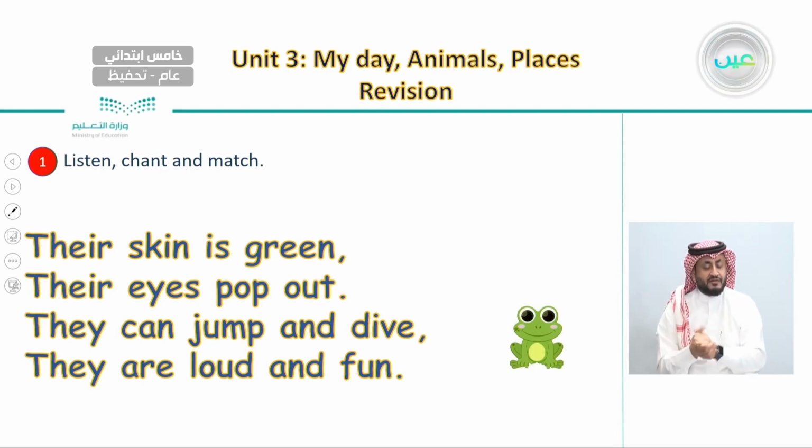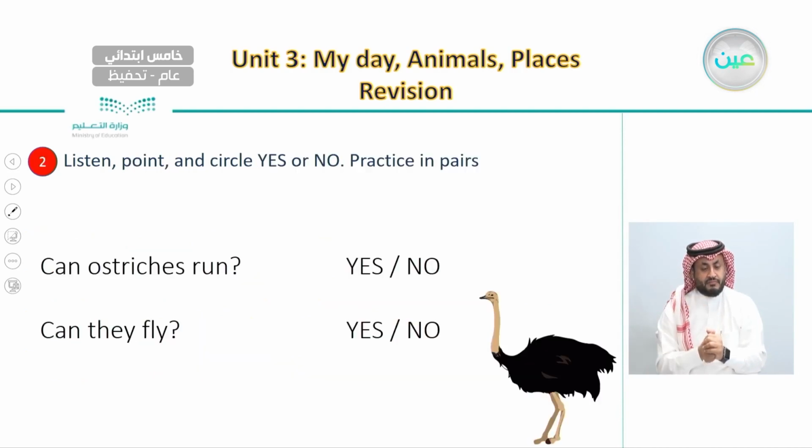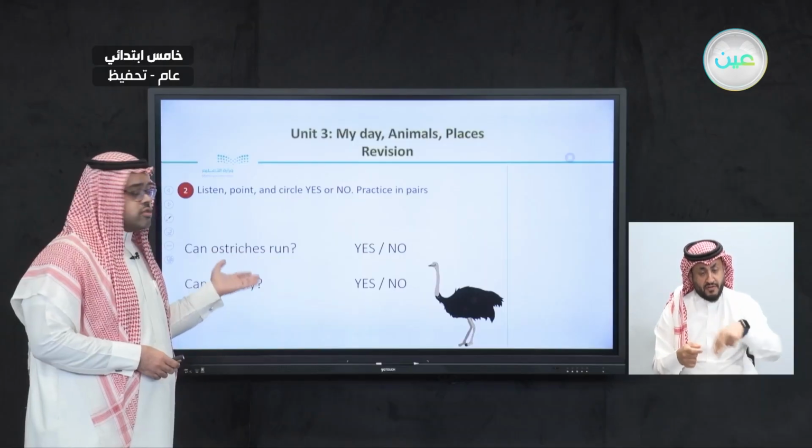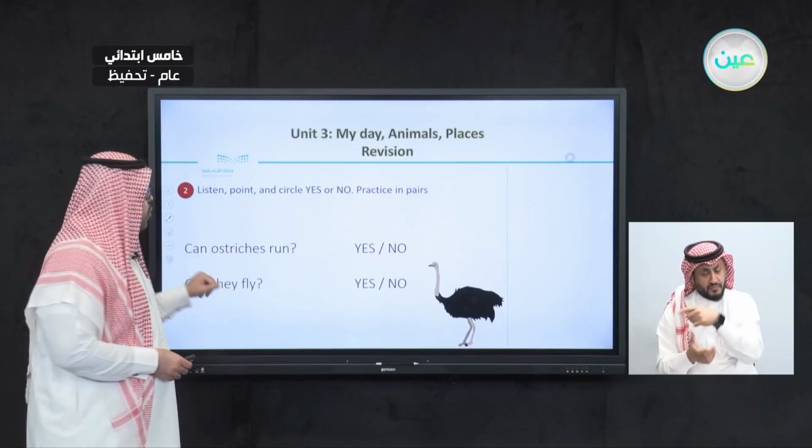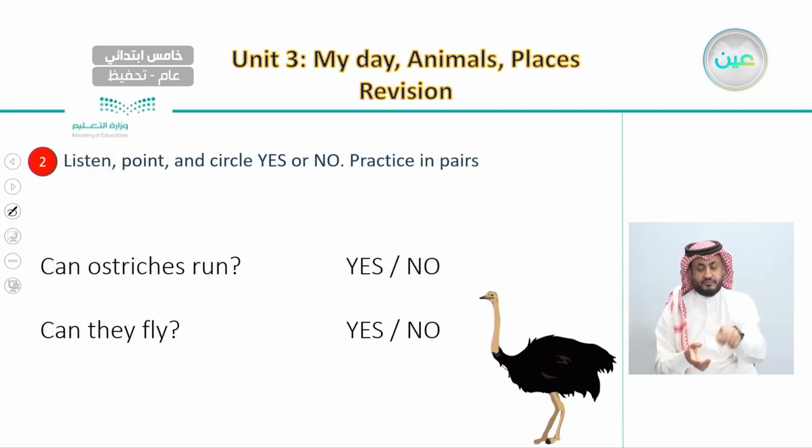So we asked again, which animal is it? We said it's the frog. And after this, we did listen and point about the chant about different animals. For example, when we answer this question, we circle the answer, whether yes or no. So, for example, we said, can ostriches run? The answer was yes. So we go here and we circle the answer yes.